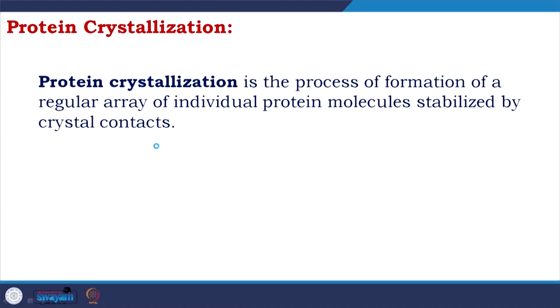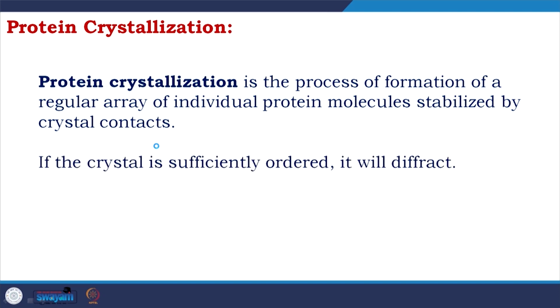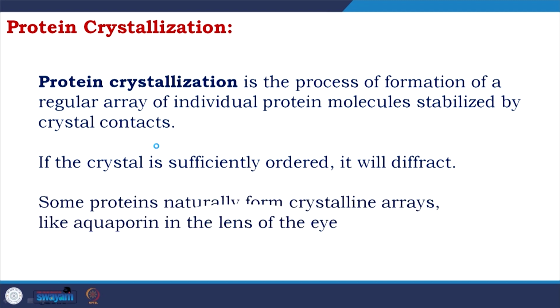Protein crystallization is the process of formation of a regular array of individual protein molecules stabilized by crystal contacts. If the crystal is sufficiently ordered, it will diffract, then we go for the next step. Some proteins naturally form crystalline arrays, like aquaporin, a protein present in the lens of the eye. It actually crystallizes automatically. There are proteins like myoglobin and lysozyme which are very crystallizable.